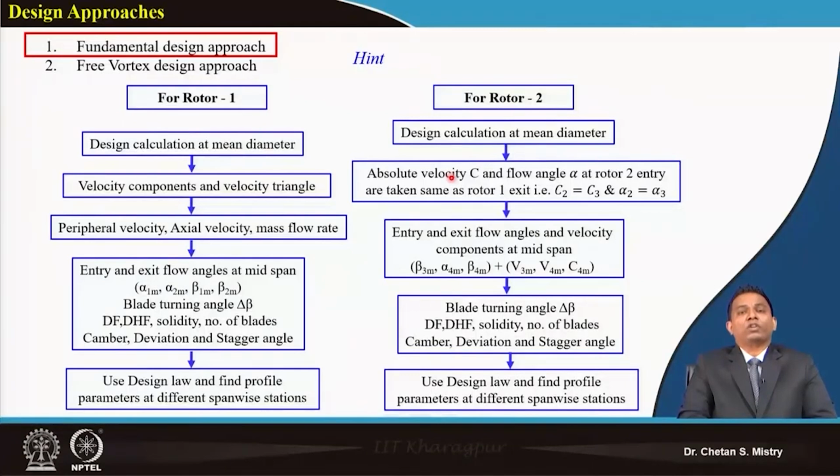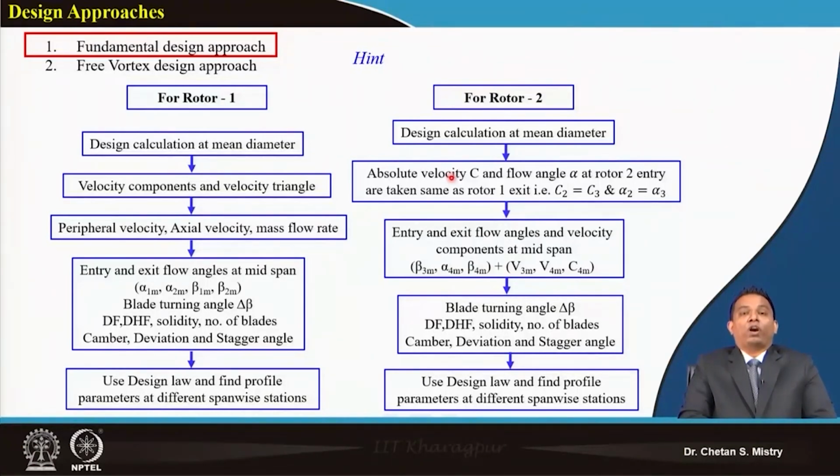Once we do our calculation at the mid station, this will help us calculate the parameters called flow angles. Then we will be calculating parameters such as diffusion factor, degree of reaction, and de Haller's factor. For verification purposes, we will be calculating camber angle, stagger angle, and deviation angle. And based on the concept we opt for, in the present case the fundamental method, we will be calculating the parameters at other stations. So, you can understand what we will be doing.